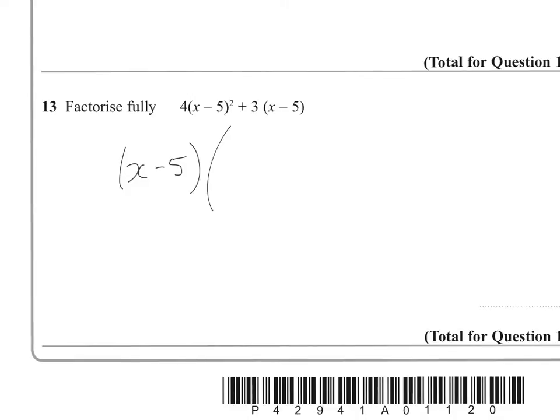I'd have to times x minus 5 by 4 and also x minus 5 to get this first term here. x minus 5 times x minus 5 gives me x minus 5 squared. Obviously I need this 4 as well, so I also need to times by 4. To get the second term, x minus 5 times, that's just a 3. So 3 times that gives me this term there.